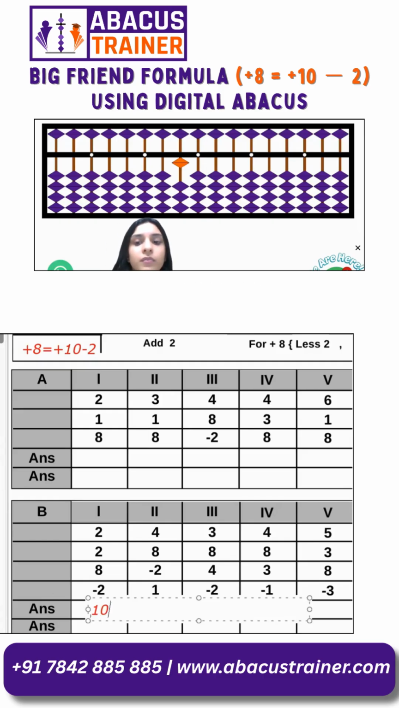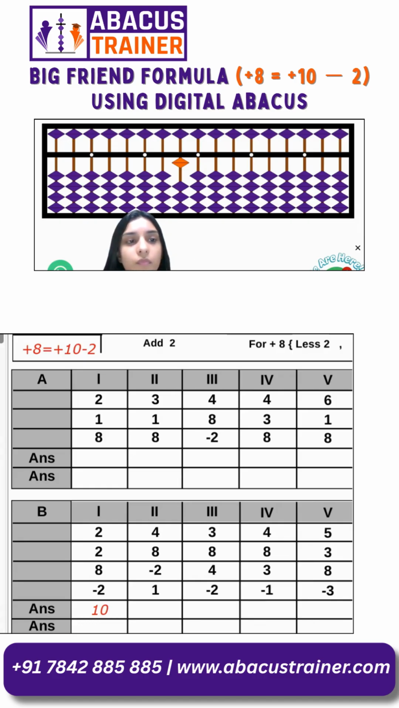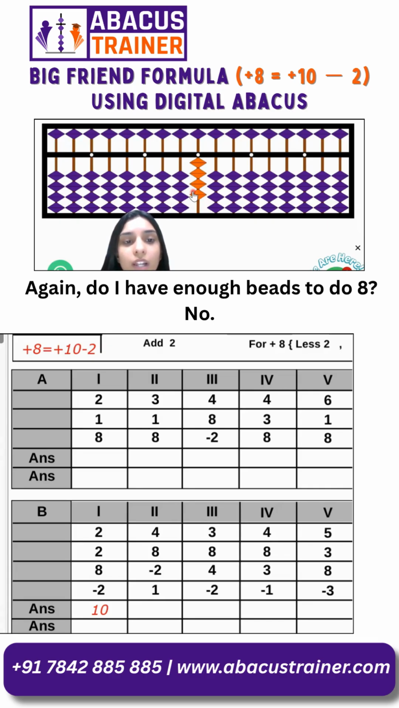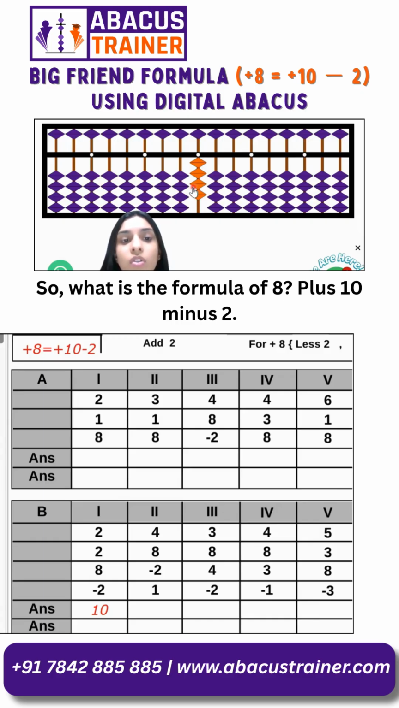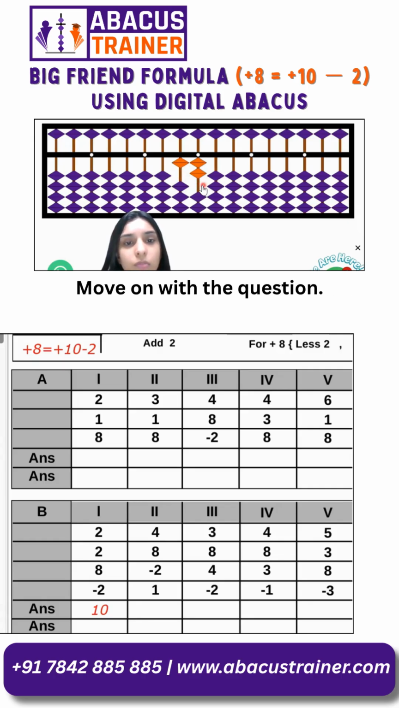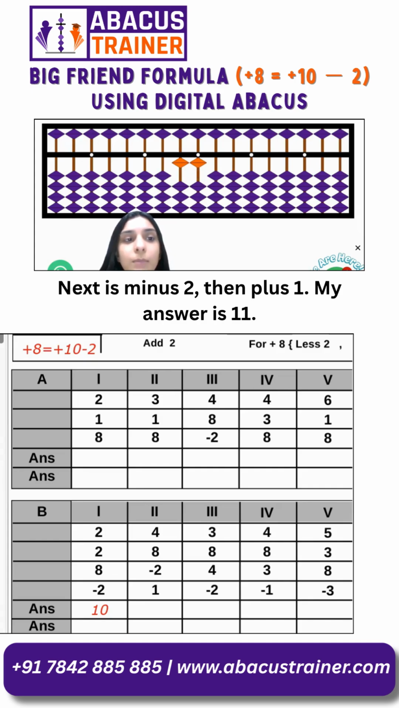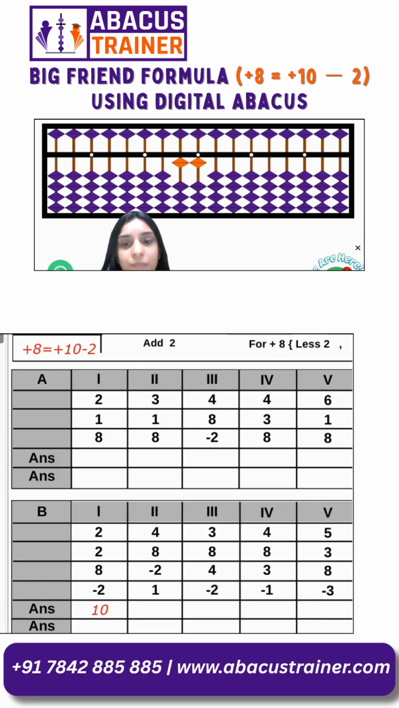Next question. Plus 4 plus 8. Again, do I have enough beats to do 8? No. I can't add 8 anywhere. I don't have enough beats. So, what is the formula of 8? Plus 10 minus 2. Move on with the question. Next is minus 2, then plus 1. My answer is 11.